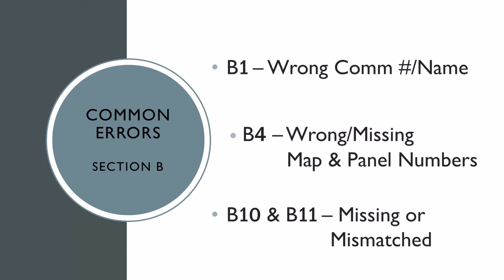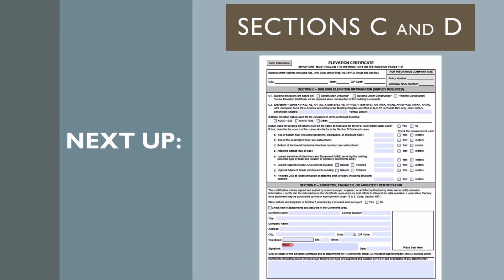As a reminder, we will cover how to correct errors once you identify them in a separate training video called How to Correct an Elevation Certificate. Be sure to watch that video as well for the various ways you can fix an error that you see on an EC. That concludes training on how to fill out Section B of the Elevation Certificate correctly. Please go to the next training video in this series, How to Fill Out an Elevation Certificate Correctly, Sections C and D.